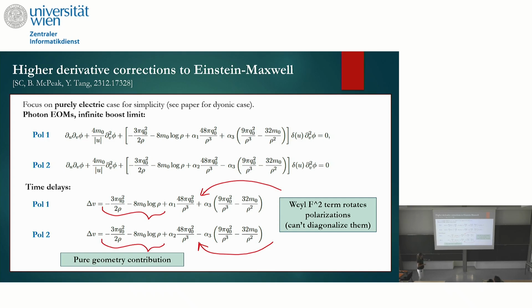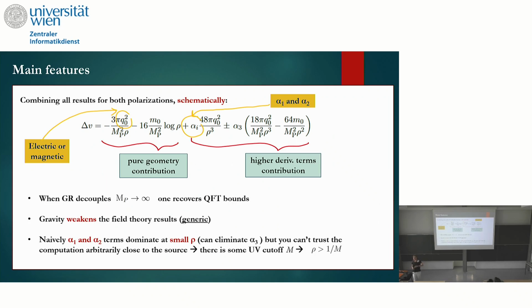Okay, so, all right. I think I have 5 minutes left, so I should get there. This is a bit schematic. What I'm doing here is telling you roughly what these time delays look like, combining everything together. These charges here could be either electric or magnetic, depending on what case you look at. This alpha here refers to either alpha 1 or alpha 2. So these are the purely F to the 4 terms. And this plus or minus sign for the F F dual squared term is just telling you that, depending on what polarization you get, you could get a plus or a minus sign.